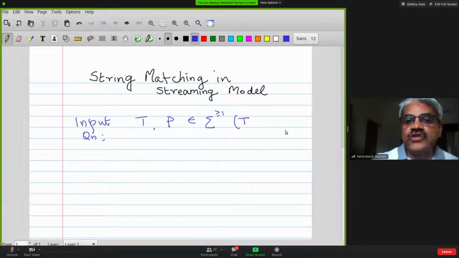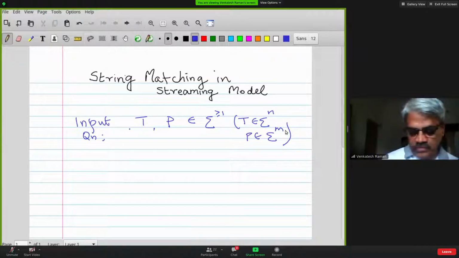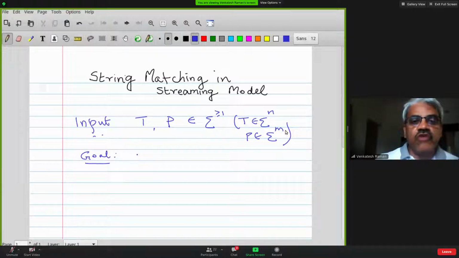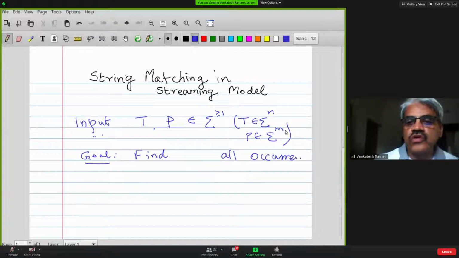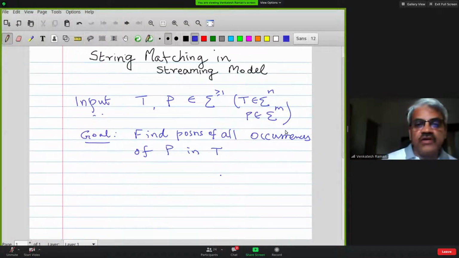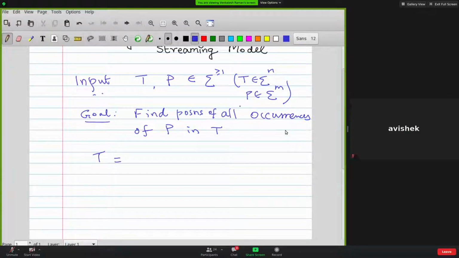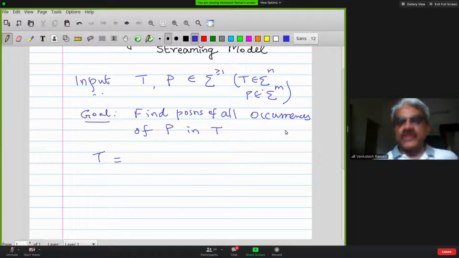In particular, we're going to assume for this talk that T is a string of length n, and P is a string of length m. What we are interested in is to find all occurrences of P in T. In particular, find the positions in the text of all occurrences of P in the text. I'm going to assume my sigma is just 1 to k. These are numbers. It's without loss of generality because if it's some finite alphabet, you can give numberings to the characters.